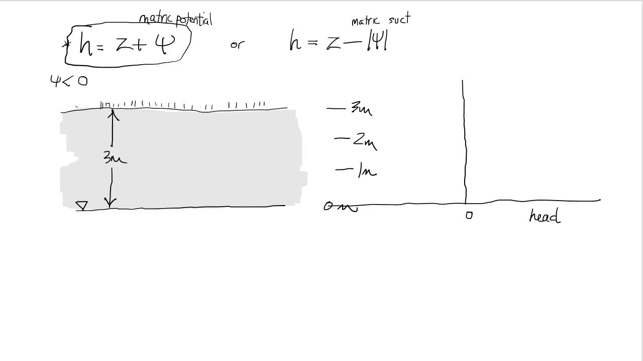And given that the matric suction is essentially the negative of the matric potential, we can also alternatively write that the head in the unsaturated zone is equal to Z minus the matric suction. So let's see what we're talking about here.